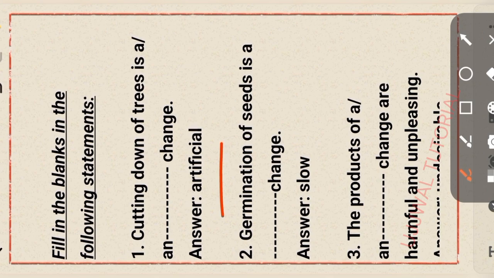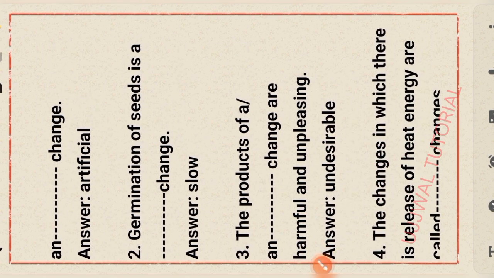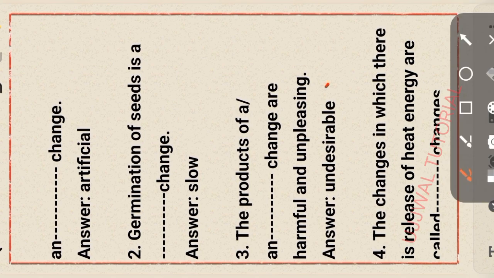Okay. Next question. Germination of seeds is a slow change, because it is a very slow process. Okay. Next question. The products of an undesirable change are harmful and unpleasant. That is an undesirable change. But a desirable change is not harmful and is pleasant.